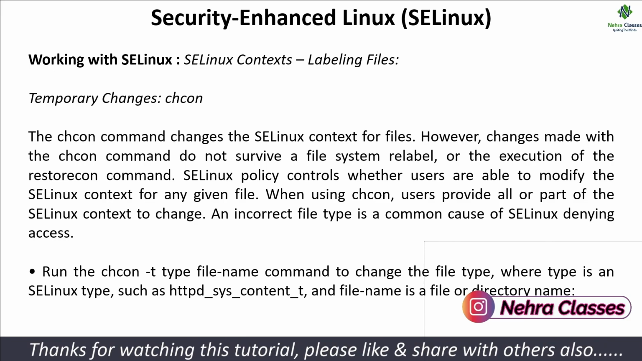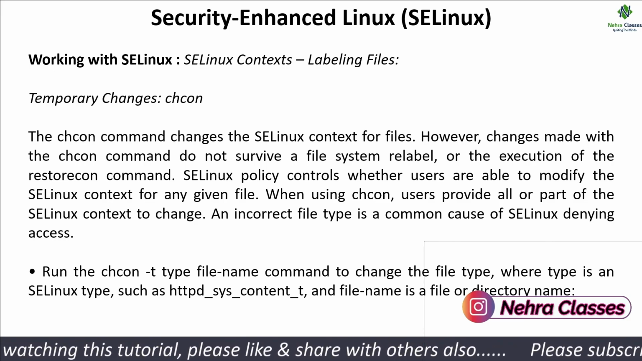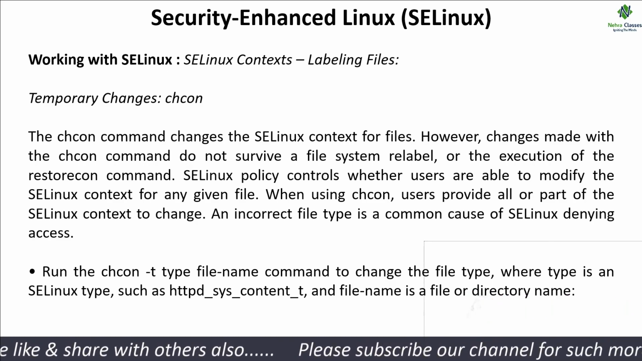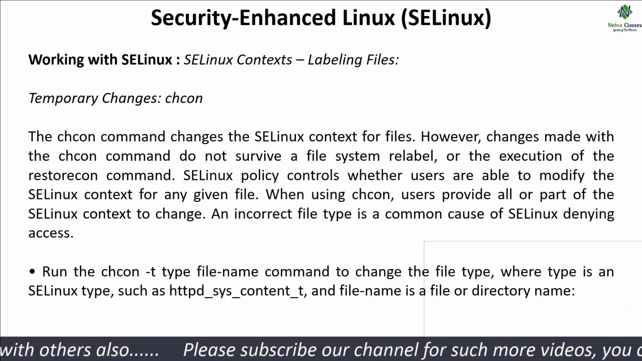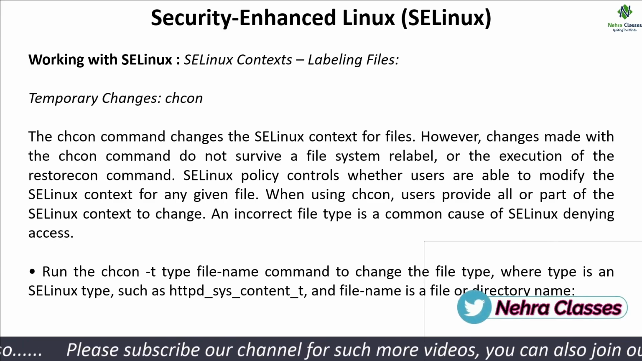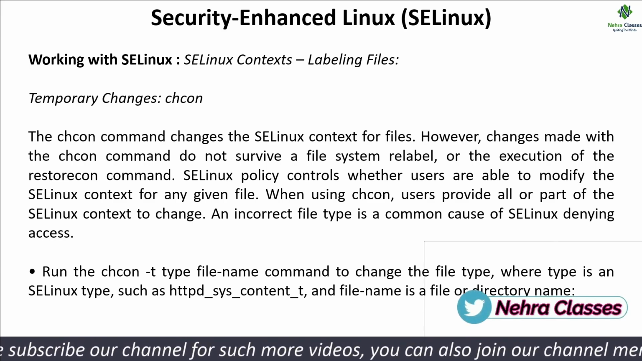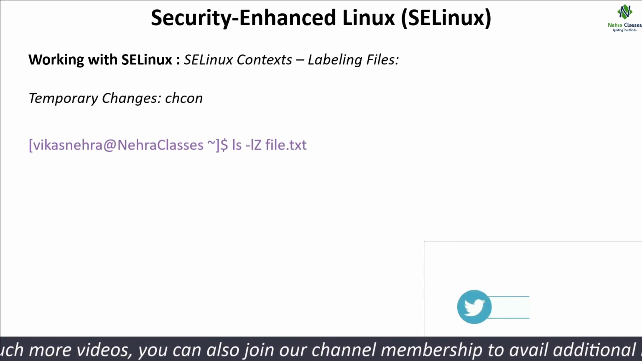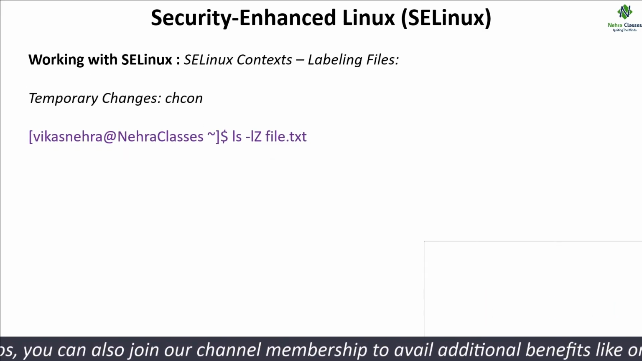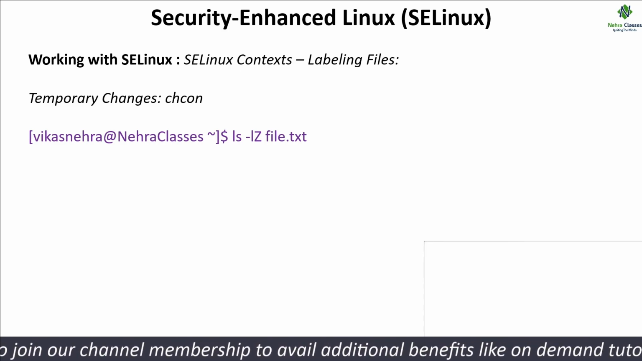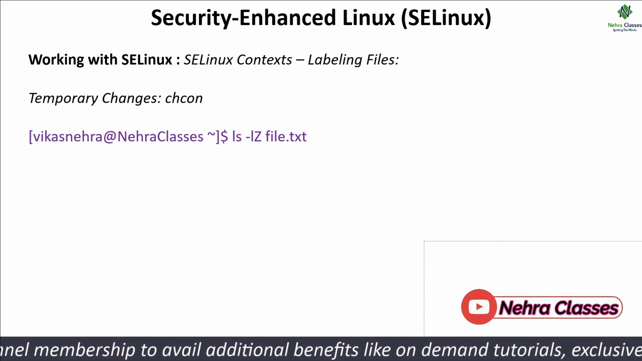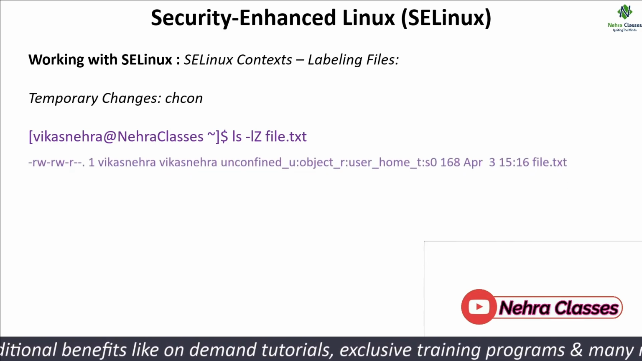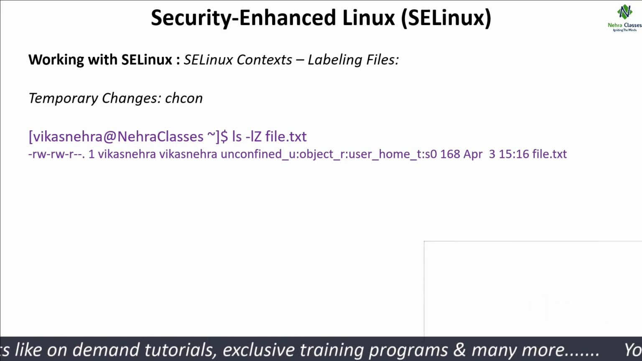Run the chcon -t type file-name command to change the file type, where type is an SELinux type such as httpd_sys_content_t, and file-name is a file or directory name. Suppose we have a file in the home directory with the name file.txt. If I execute ls -lZ for this file, it will show me the SELinux context of this file.